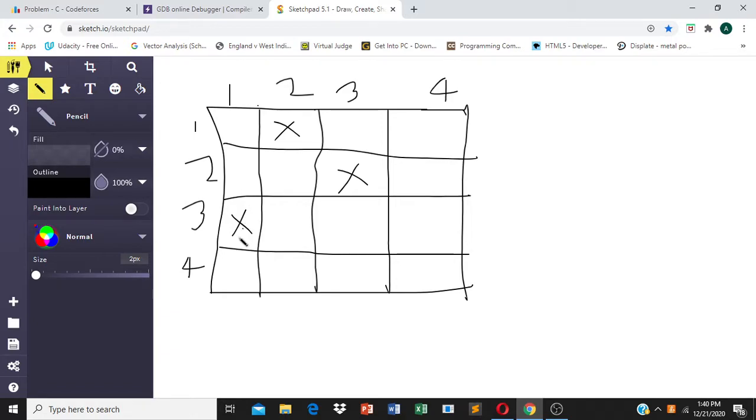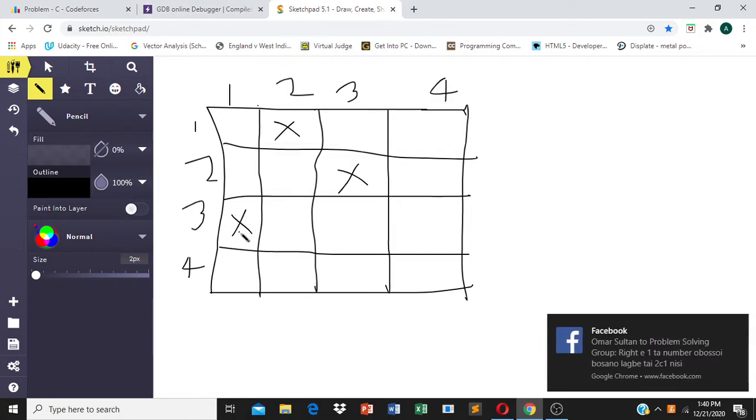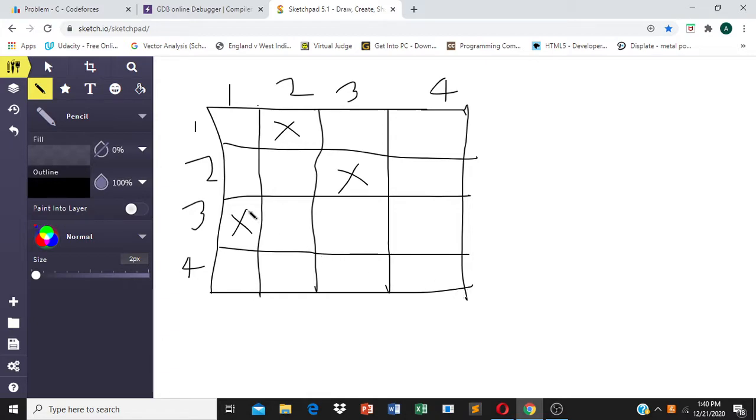How? Let's see. If I move this rook to here first, let's say this rook comes to here, and then this rook comes to its original main diagonal position, and then this rook comes to its own diagonal position, and also after that, that rook comes to here, its own diagonal position.